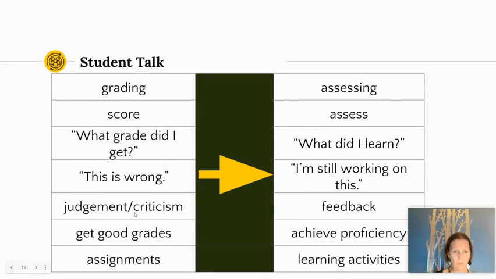There won't be judgment or criticism. Everything will be feedback focused, so feedback that they can take and do something with. Again, focusing away from getting good grades to really figuring things out and achieving proficiency on ideas. And then I also don't use the word assignments. I use the word learning activity, again to focus on the idea that this is about learning. We're trying to figure things out.